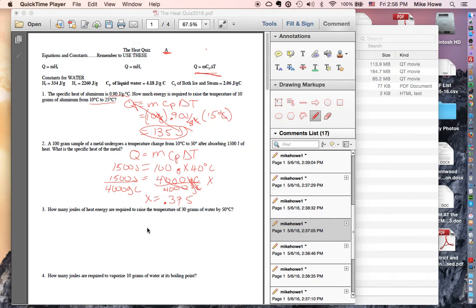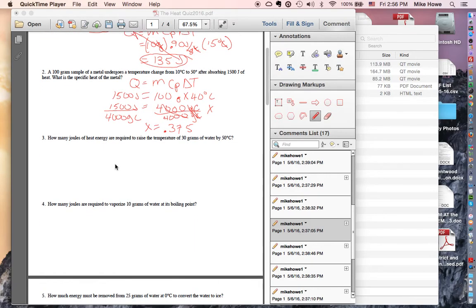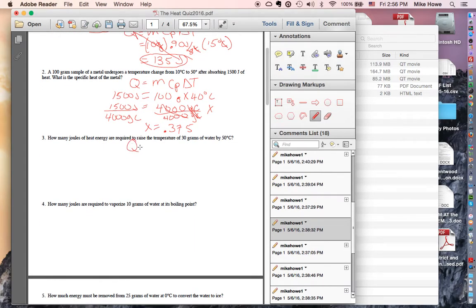So here we go with problem number 3. All right, in problem 3, we're looking at how many joules of heat are required to raise the temperature of 30 grams of water by 50 degrees. So once again, you have a change in temperature. So you're going to use the change in temperature formula, which is Q equals mCp delta T.